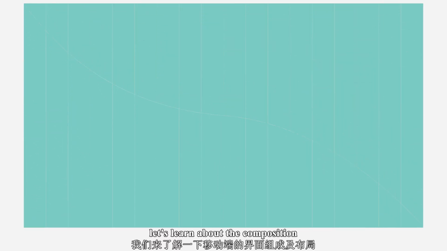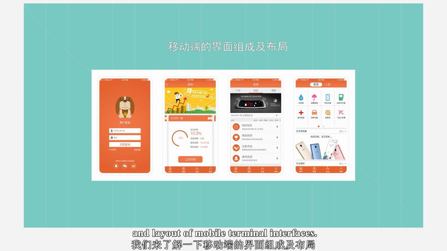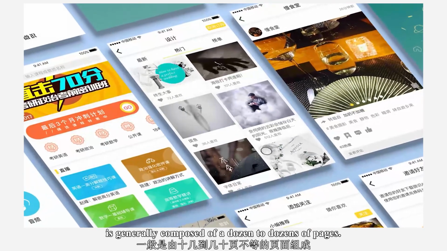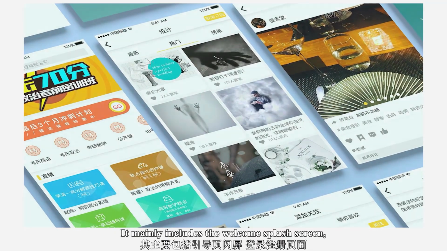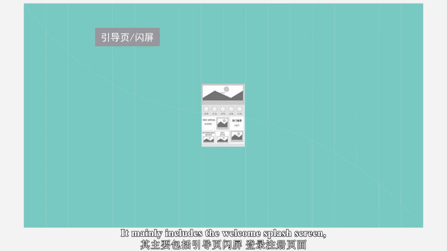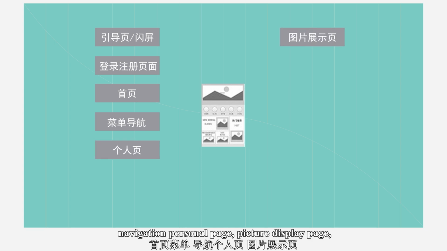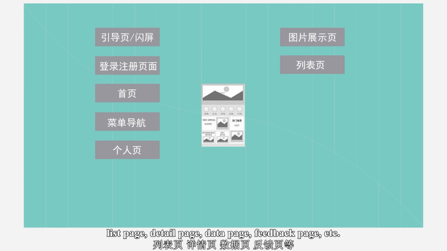Next, let's learn about the composition and layout of mobile terminal interfaces. A mobile terminal app is generally composed of a dozen to dozens of pages. It mainly includes the welcome splash screen, login and registration pages, home page menu, navigation personal page, picture display page, list page, detail page, data page, feedback page, etc.